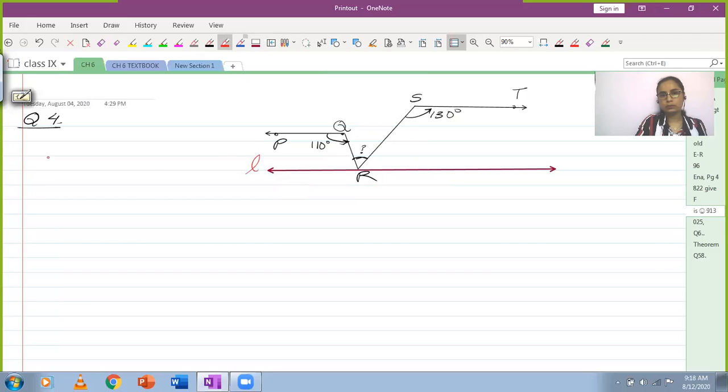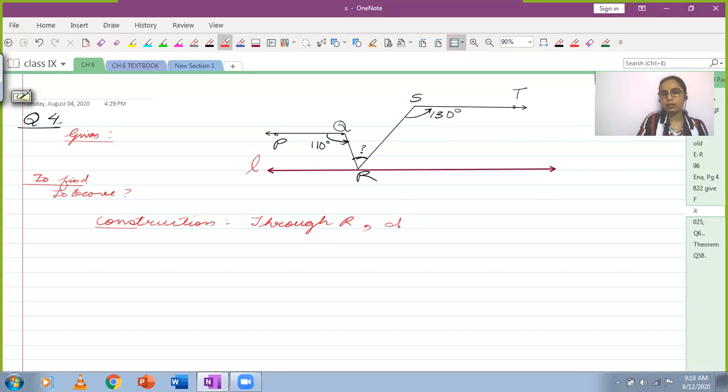Let's write down. So now in this question, once you write down what's given to you and what you need to find out or to prove, after this, you're going to write down construction, the changes that you have made to the figure. So what I have done is I have drawn a line through R.